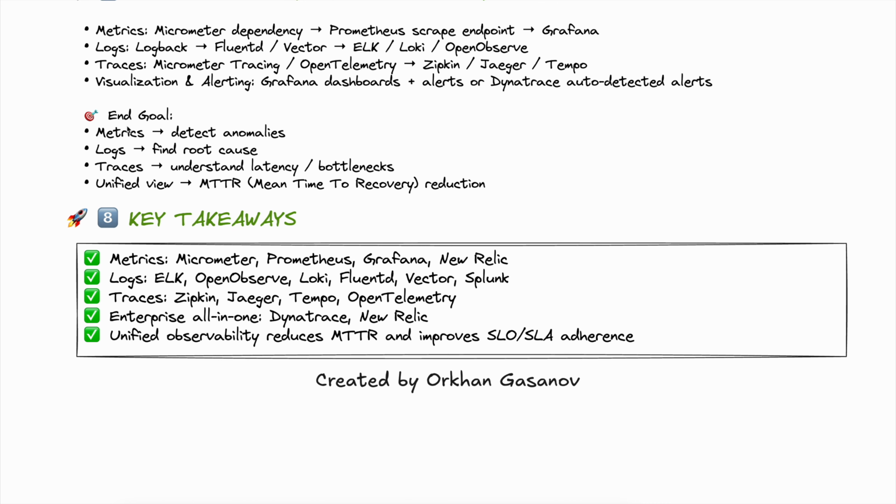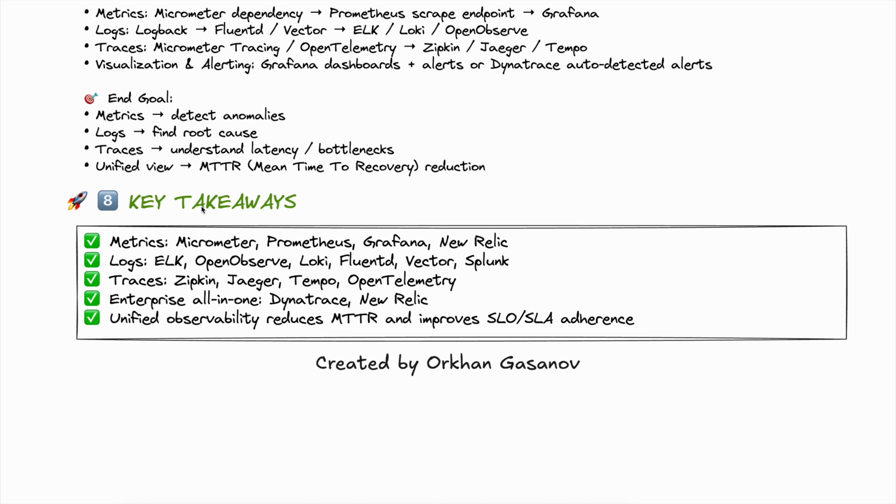So what are the end goals, right? What are the end goals of having observability? We are using metrics to detect anomalies. For the logs, we are using them to find the root cause, and for the traces, to understand the latency bottlenecks and also connect the dots in our microservices. And the goal of all of these practices is to reduce the mean time to recovery.